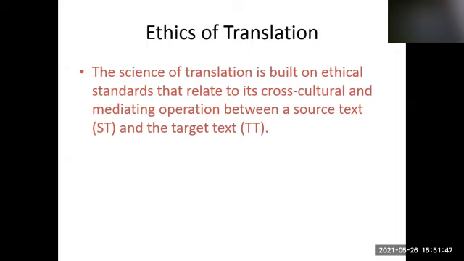Because you want to transform the source text, this is the original text you are translating, into the target text. For example, from English, that would be the source text, and the abbreviation of this is ST. You're moving that into Arabic, and this is what we call target text. You are targeting the Arabic. So you have to be very careful about the culture and the mediating operation.